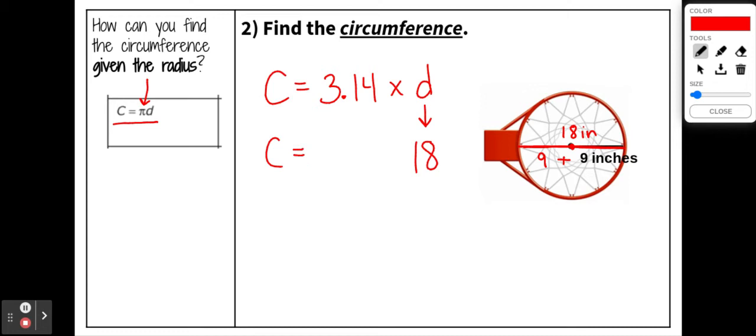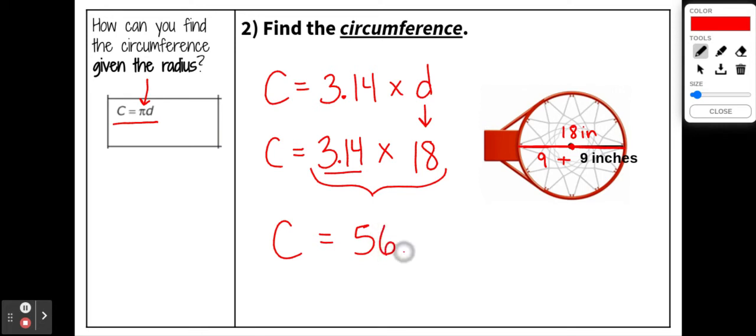So the circumference of the basketball hoop is a little more than 3 times the diameter. So a little bit more than 3 times 18. 3.14. Here we go. So let's multiply with our calculators 3.14 times 18. And we can say that the circumference is approximately, because remember 3.14 is the rounded version of pi, approximately 56.52.